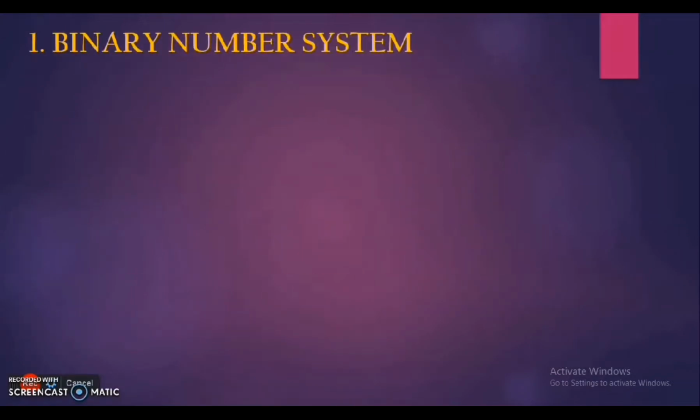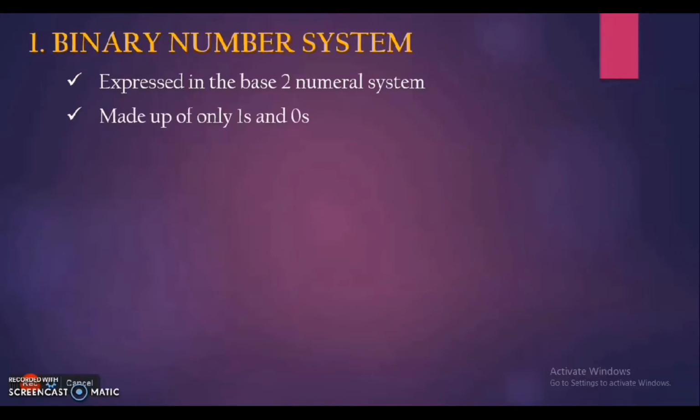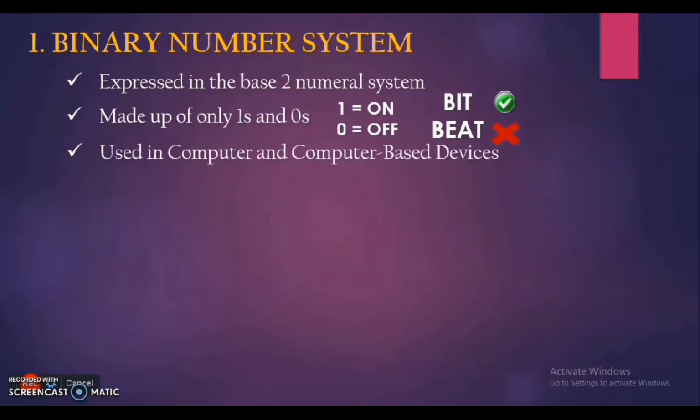First, we have the binary number system. The binary number system is expressed in base 2 numerical system, a method in which it only uses two symbols, which are 1 and 0. 1 usually means on and 0 means off. I repeat, 1 means on and 0 means off. These symbols are called bit. Not B-E-A-T but B-I-T, bit or binary digit, and often used and applied to computers and computer-based devices.